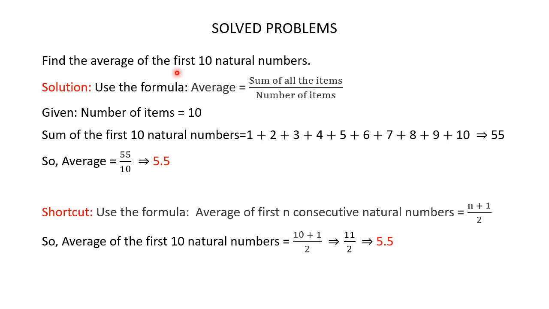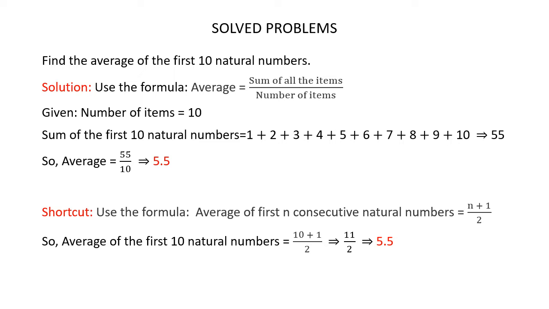Find the average of the first 10 natural numbers. Now we know that the formula to find average is equal to sum of all the items divided by number of items. Here it's given that the number of items is 10 because we are asked to find the average of the first 10 natural numbers. So number of items is 10. The first 10 natural numbers are from 1 to 10.